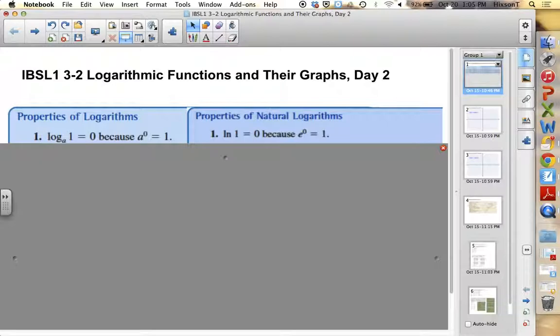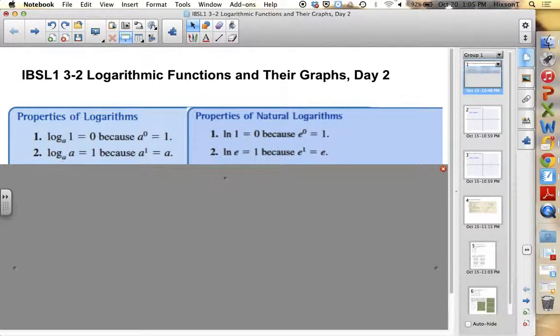Secondly, the log base a of a equals 1. What exponent of a will give me a? 1. Because anything to the first is itself. And again, that still applies to e. e to the first is e. Okay? These aren't real difficult as long as you remember these are exponents, okay?